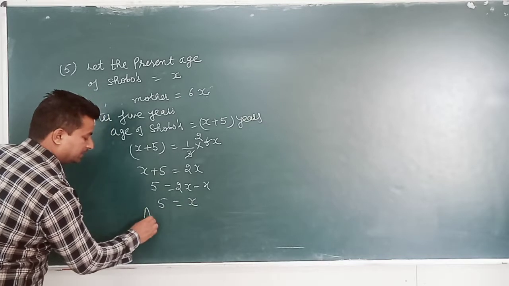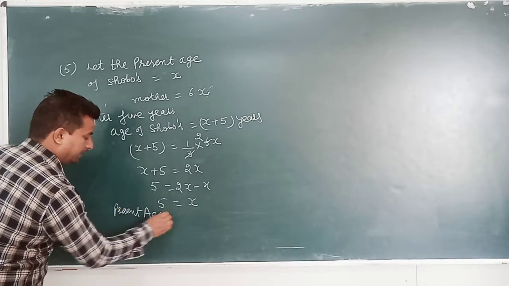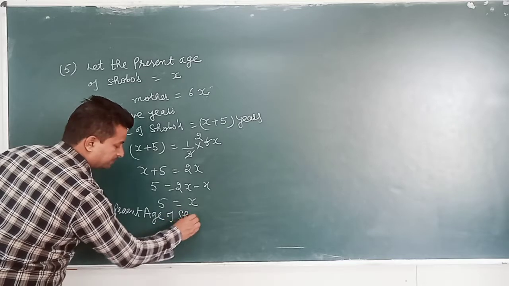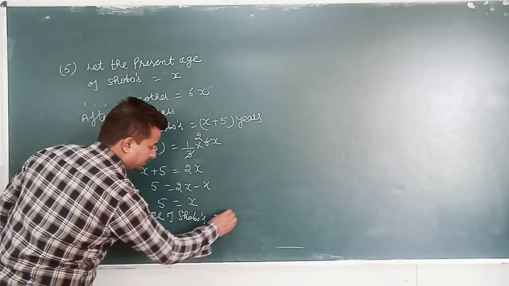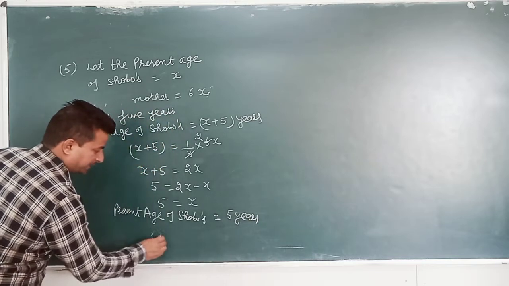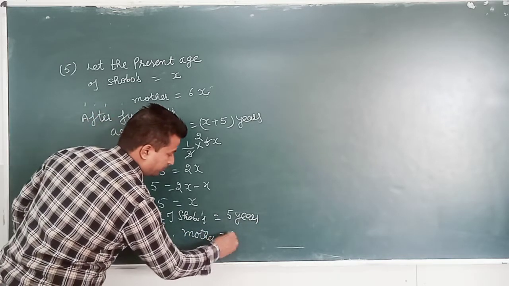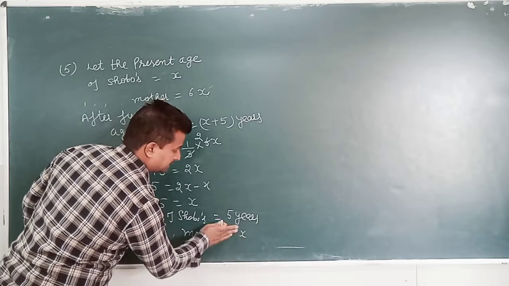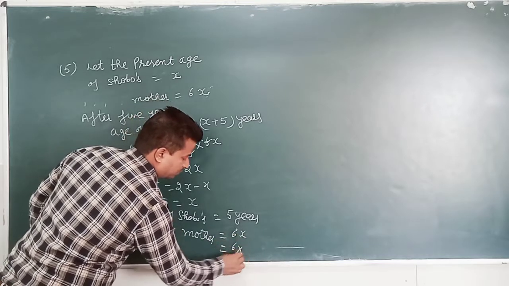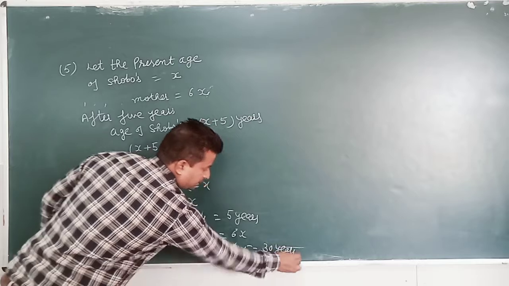This means the present age of Shubha is equal to 5 years, and the present age of his mother is 6x, 6 into 5 equals 30 years. This is the answer.